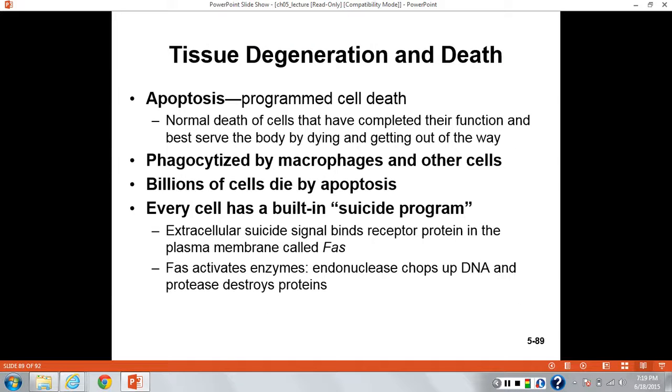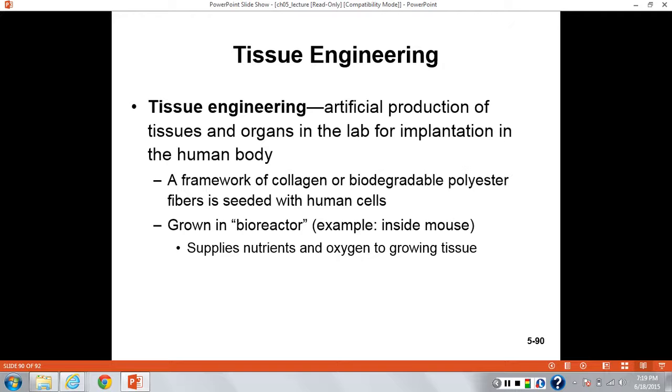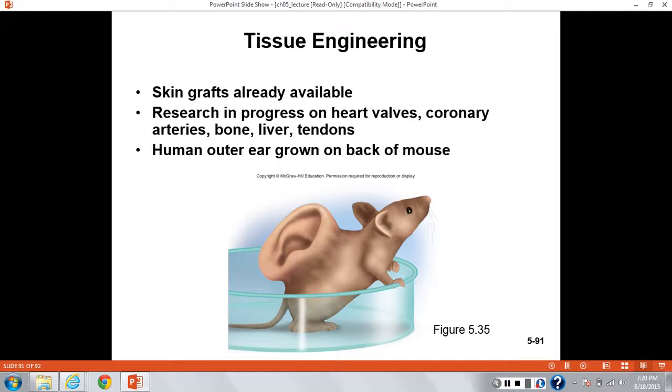Alright, apoptosis is programmed cell death. Phagocytosis, or phagocytizing, and macrophages, they eat up the debris. So every cell has a suicide program, because every cell doesn't live forever. So cells have a life what? Expectancy, and you have things that will come in and help destroy them. Right? Tissue engineering is like grafts, when we try to manufacture or do things in the laboratory. Alright, genetic engineering. Alright, so this ends chapter 5, PowerPoint.